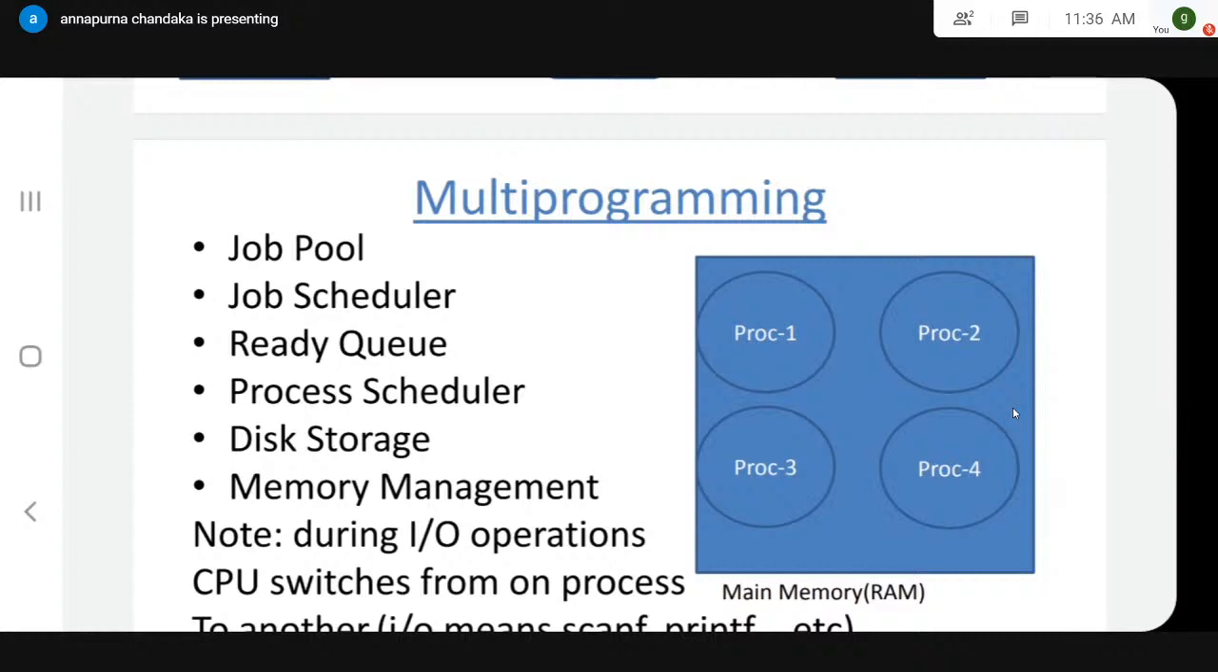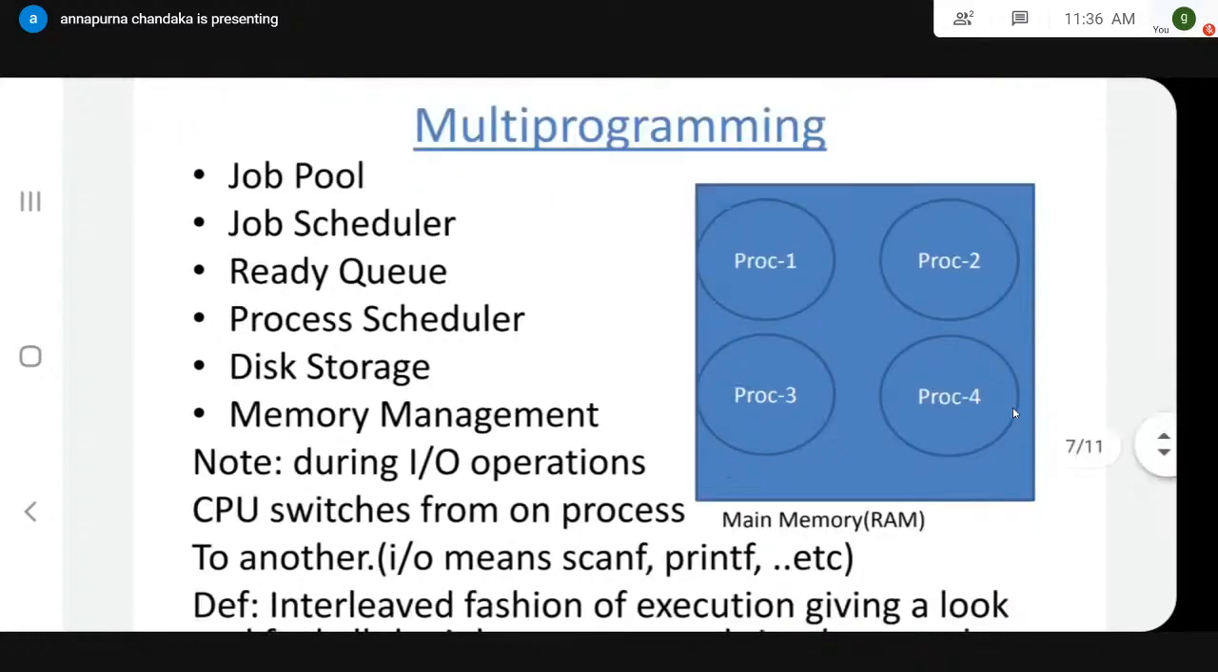After that, the set of all jobs which are resident in memory and ready for execution is called the ready queue. Ready in the sense that it is ready for the CPU. It is waiting for the CPU. The CPU has to immediately come and execute it. That is a ready queue.